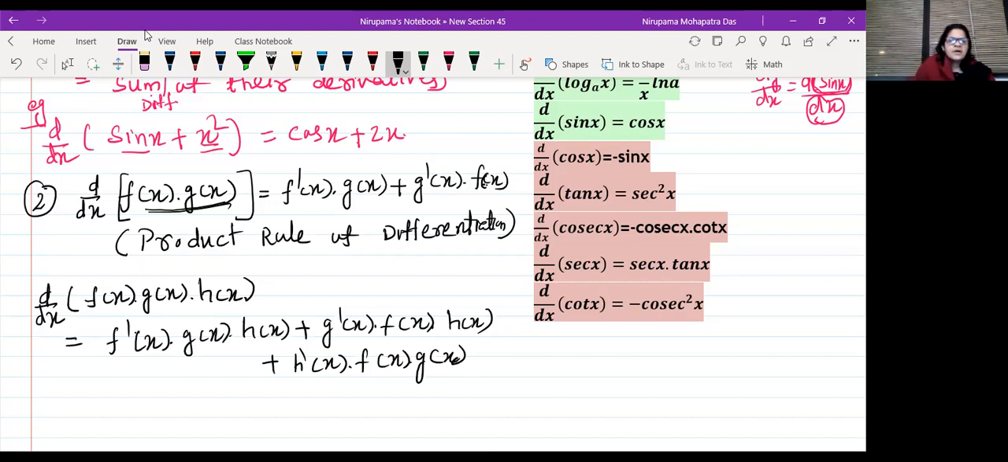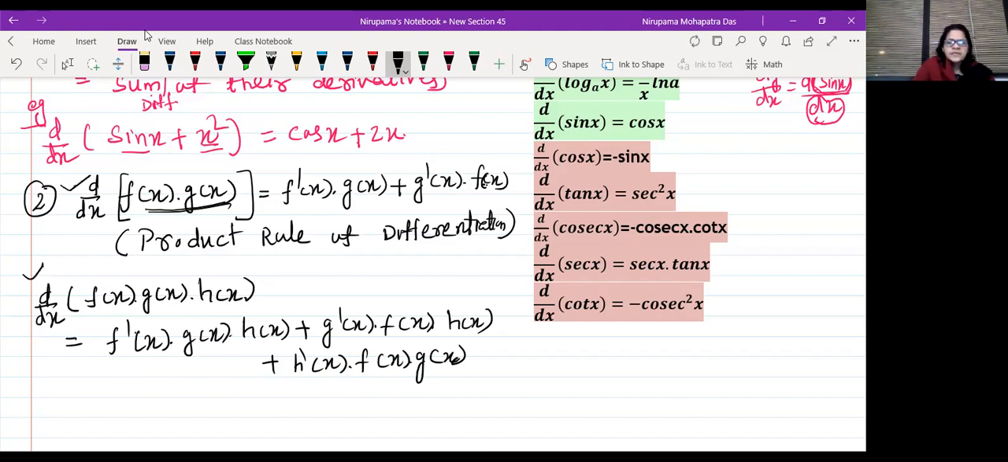And the order will not be a problem because it is all plus, we are adding. We know a plus b equals b plus a; addition is commutative. So whether you differentiate the first function first or the second function first, it is okay. Here f'(x) into g(x) plus g'(x) into f(x), or you may write f(x) into g'(x) plus g(x) into f'(x), is okay. So this is called the product rule of differentiation.